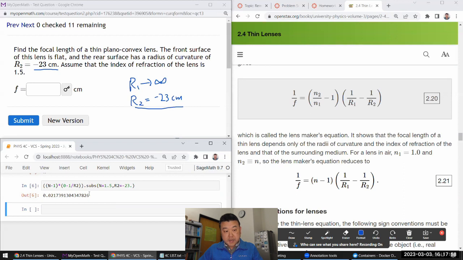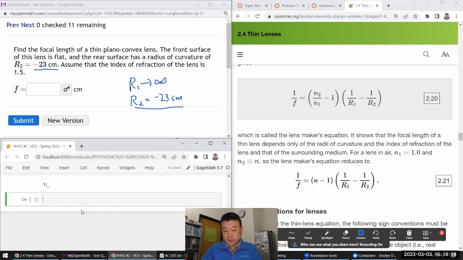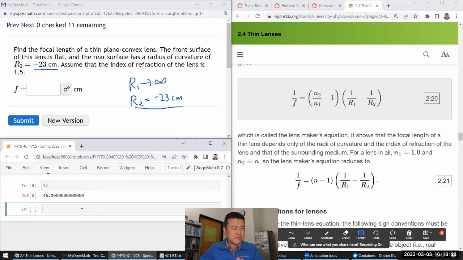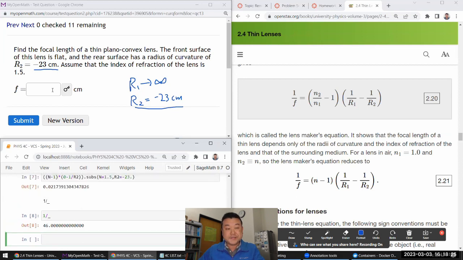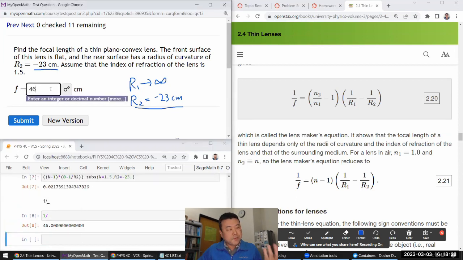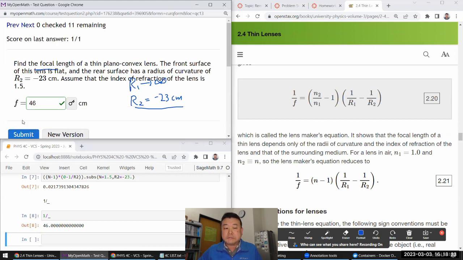Okay, so that's the answer for 1 over f. So I need to take the reciprocal. Sorry, I don't know what it did. I need to take the reciprocal of the previous output, which I can do with underscore, to get focal length. Sorry, I must have gone into markdown. So 46 centimeters. So that's the focal length. Okay, positive focal length. That sounds about right. Plano convex, that's a converging lens. So that should be right.